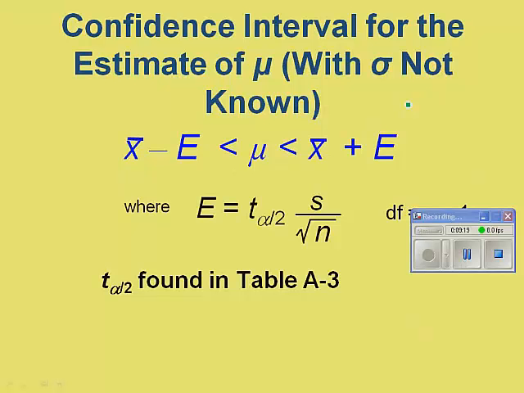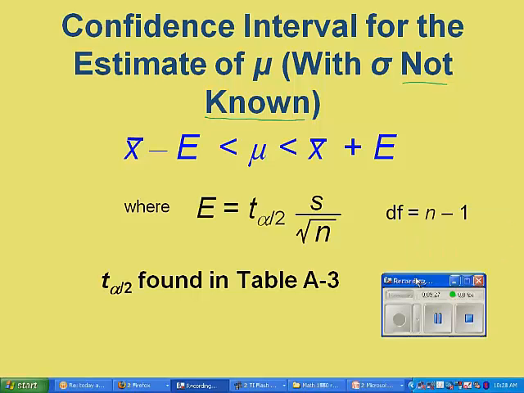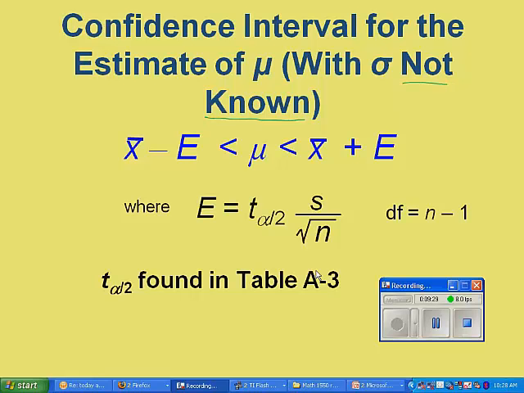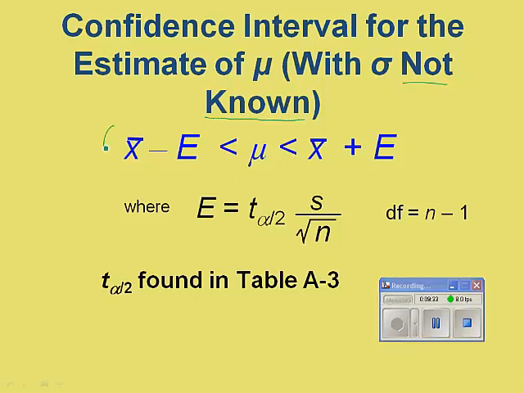Sigma not known. Okay. Not known. Well, if you don't know sigma, you could still get a confidence interval. It's going to, again, look like this.